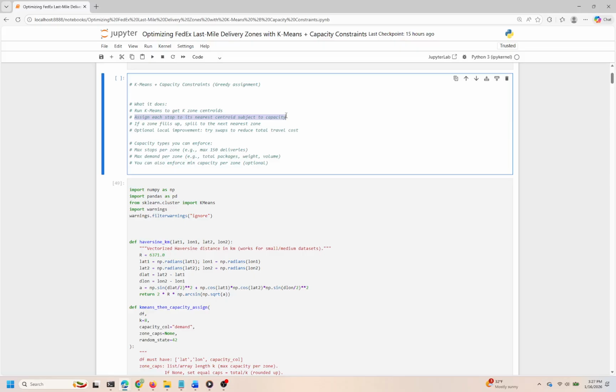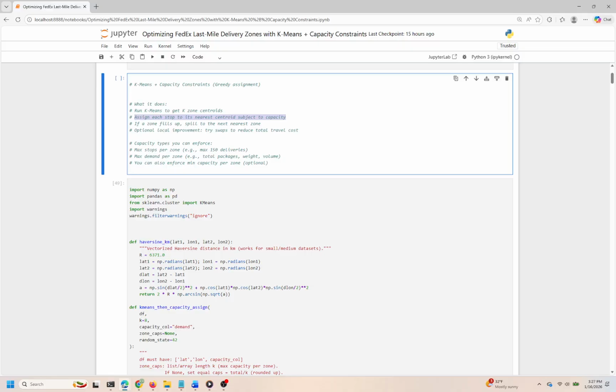However, this isn't a simple nearest neighbor task. We have constraints in place. Each zone has a maximum capacity, which could be measured in terms of the number of stops, total weight, or volume of deliveries it can handle. If a zone reaches its limit, any additional stops will spill over to the next closest zone, ensuring that we make the best possible use of our existing resources while still adhering to constraints.